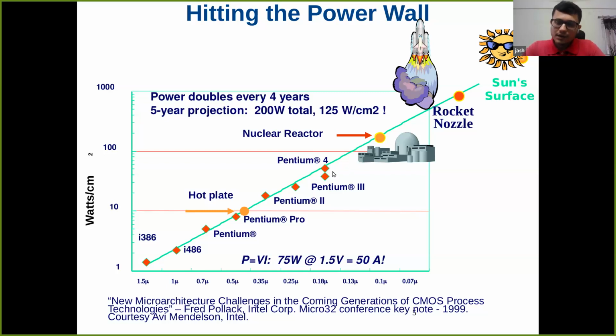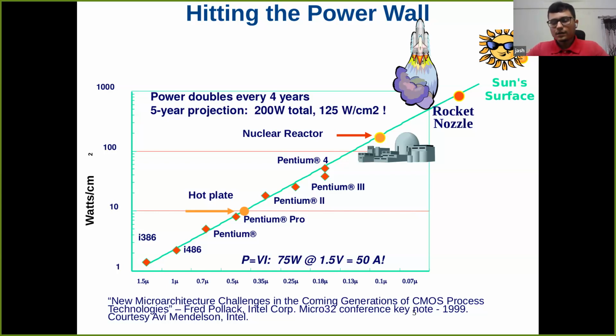So it shows that if we keep on increasing the clock frequency further, it would sometime reach the amount of heat dissipated from a nuclear reactor. And if we keep on going further, it will reach the point where it dissipates the amount of heat which is released from a rocket nozzle, and so on till the heat on the sun's surface. So yeah, this is the power wall problem.